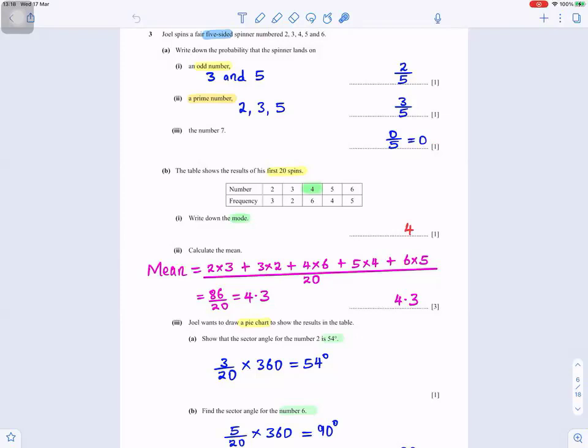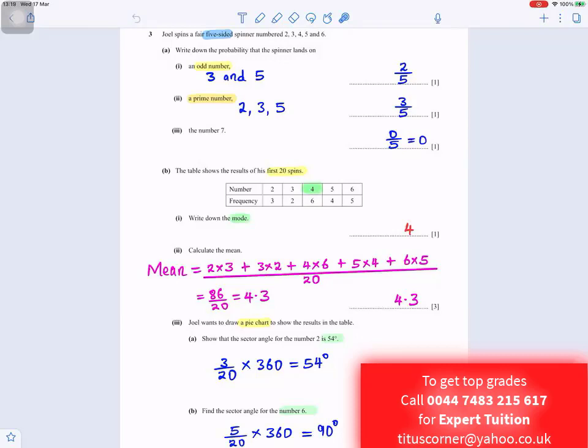The table shows the result of his first 20 spins. Write the mode. The most common is the mode. Which one appears the most frequent? It's 4. 4 has a frequency of 6, so it's the highest. The most common is 4.